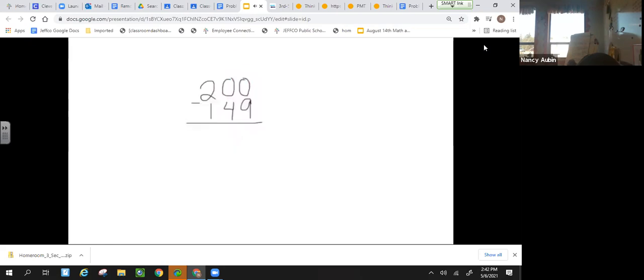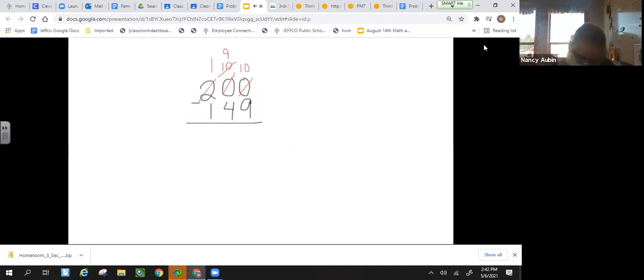One more problem. We have 2 zeros in our ones and tens place, so we will need to borrow from our hundreds place. So cross it out, go to your hundreds place. We're borrowing from our 2, so we're taking 1 away and making it a 1. And then we're adding 10 to our 0 to make it a 10. Now we can borrow, take 1 away from our 10 and make it a 9, and add 10 to our ones place to make it a 10.